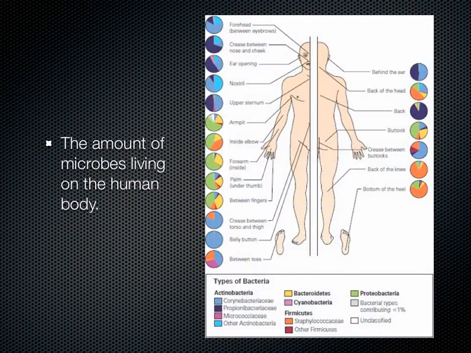The picture on the right shows the amount of microbes living on the human body. For example, in the nostrils, there's Corynebacteria, there's also Propionibacteria, and other Actinobacteria. Bacteria are all over the body, in between the fingers, on your skin, and your ear opening. So, avoiding bacteria is very hard.